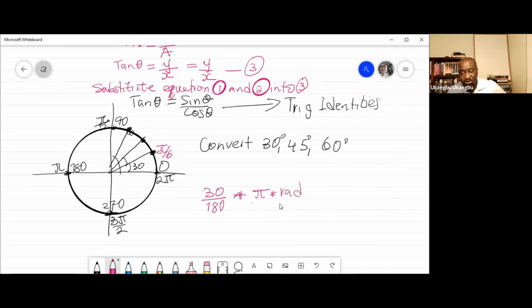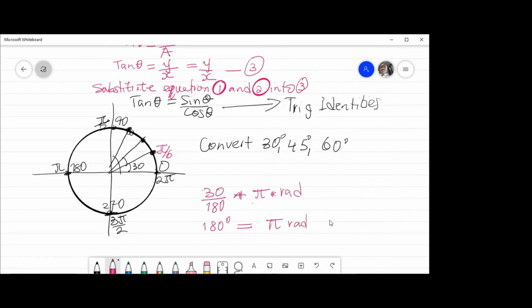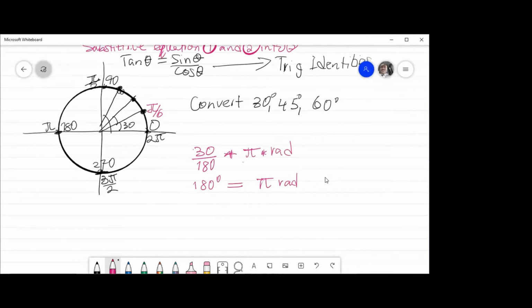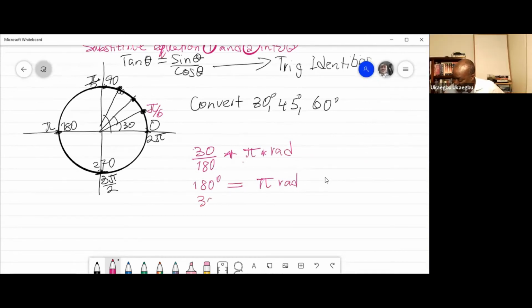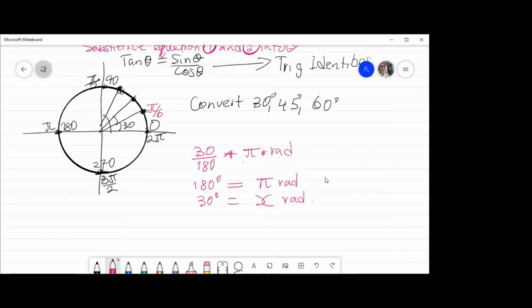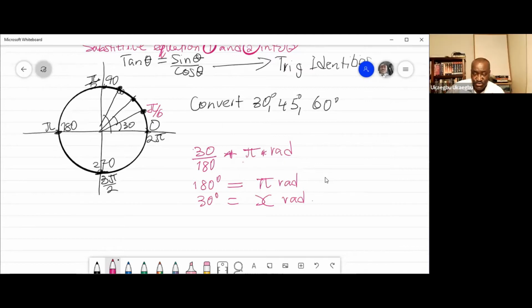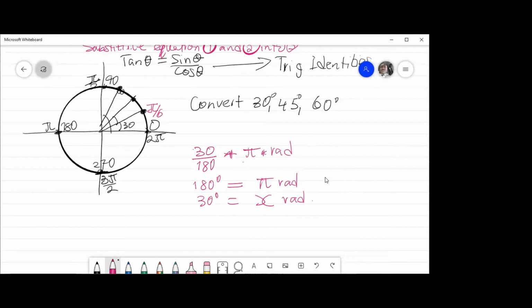Okay, so why didn't you set it up the way I recommended so that you wouldn't make any mistake? Why did you not set it up to say that 180 degrees is equal to what? Pi radian. Did you set it up like this? No. Okay, that's what you need to do. So try it again. Do 30 degrees is equal to x. This is what you don't know, radian. So try this way and let's see. Let me give 1 minute for her to try, then you can explain.